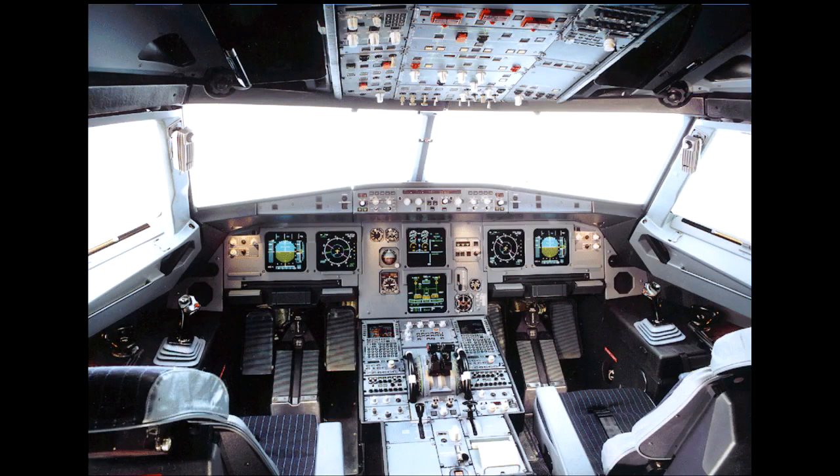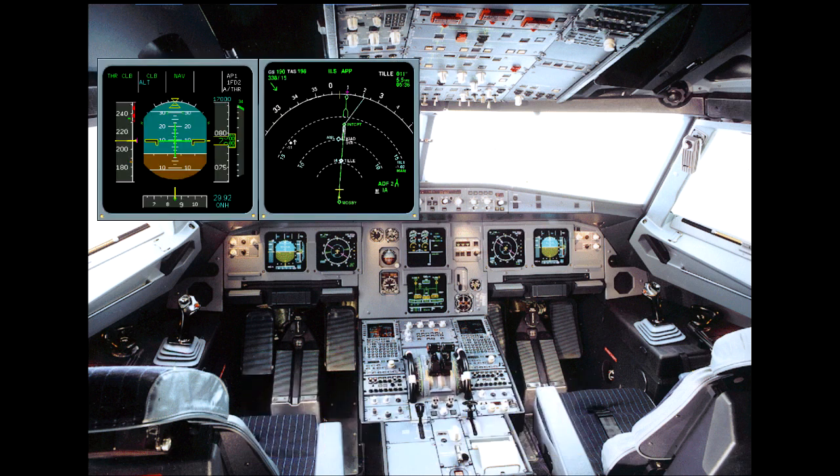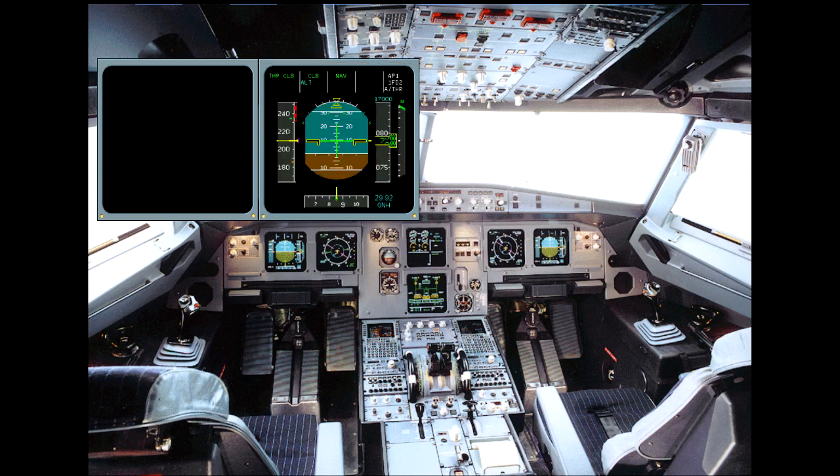If a single display unit fails, there are several ways that the EIS can be reconfigured to ensure that the pilots have all the information that they need. Let's look at several cases of this. If a primary flight display screen fails, the screen will blank. There is no white diagonal line, since this is a screen failure, not a loss of data. Because the primary flight display has priority, the EIS will automatically transfer the PFD to the ND screen.